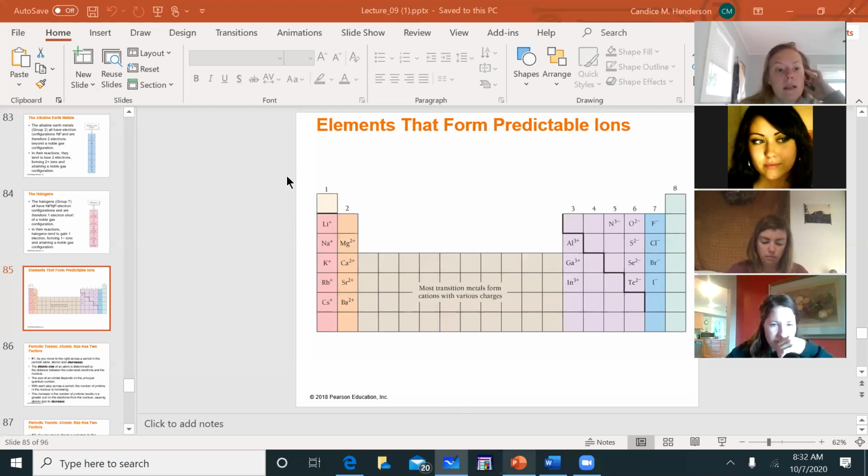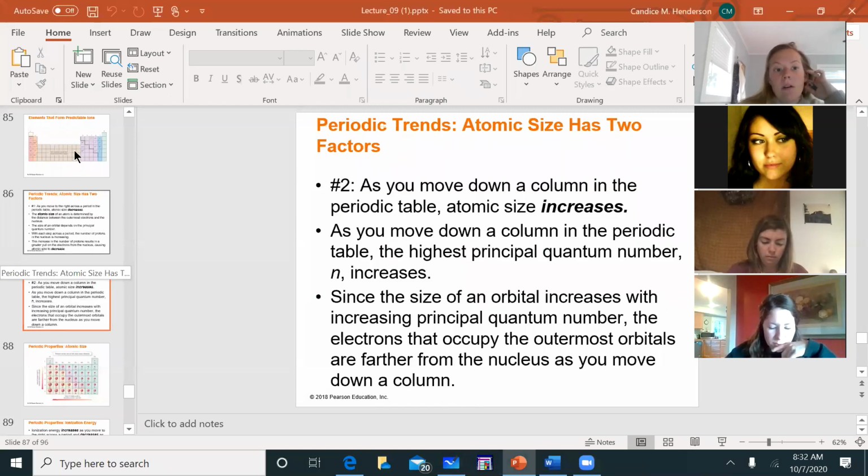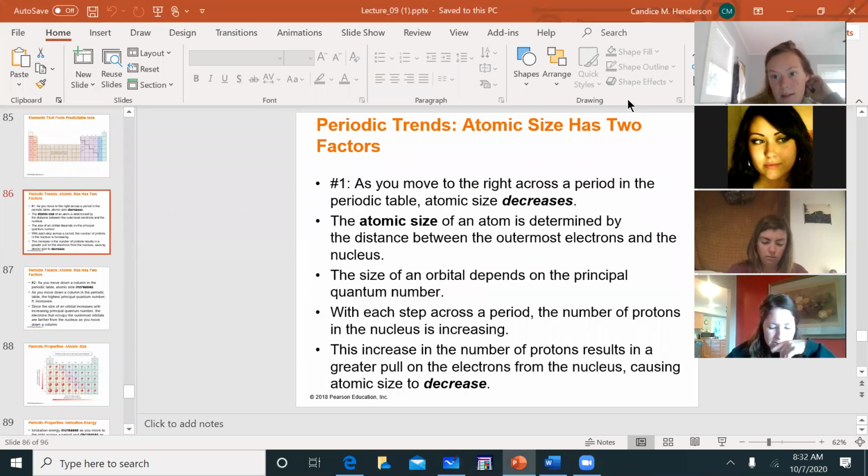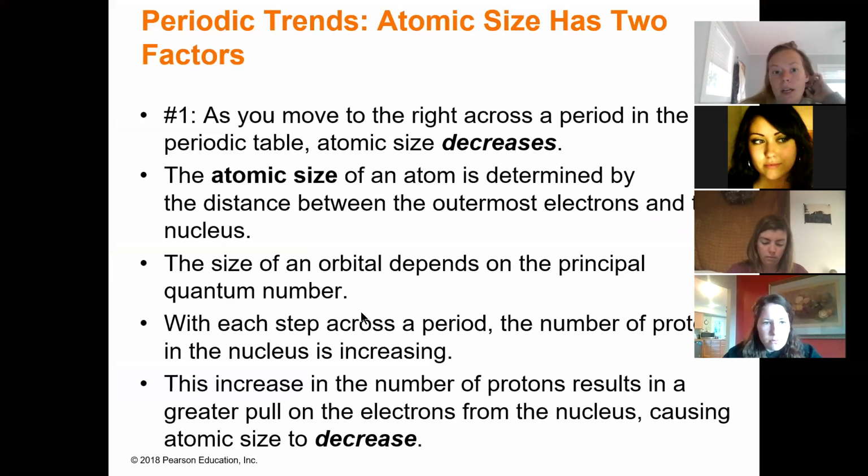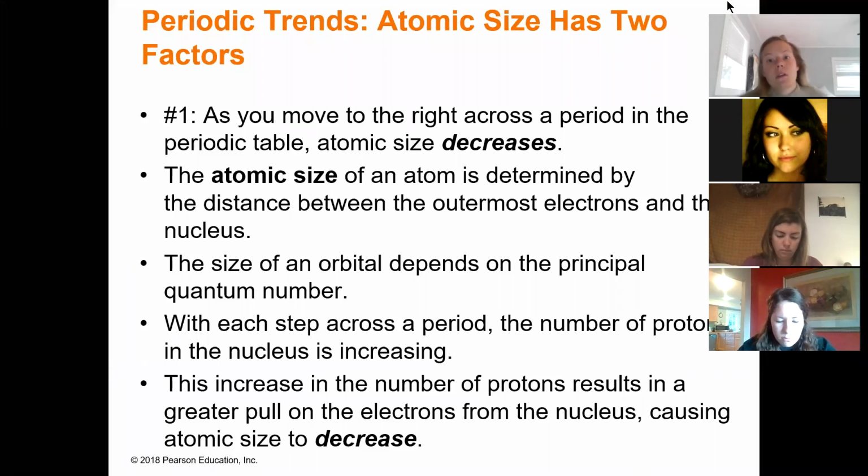So the last thing in this chapter is talking about periodic trends. There are 3 periodic trends that we want to look at. You want to have your periodic chart out. You may want to take some notes on this. The first periodic trend is atomic size, like how big the atoms are from the center out to the farthest electron.